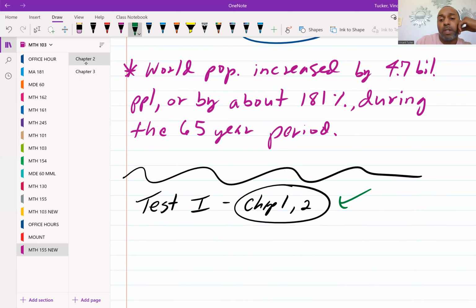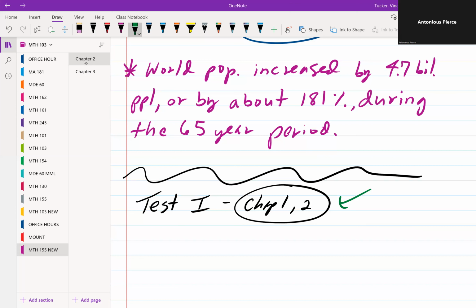Look for that, and depending on the complexity, if it's all definitions, then there's no test review for that, because all you're doing is looking at definitions and matching your definitions. But if there are calculations in there, then I will create a test review for you guys to look at.